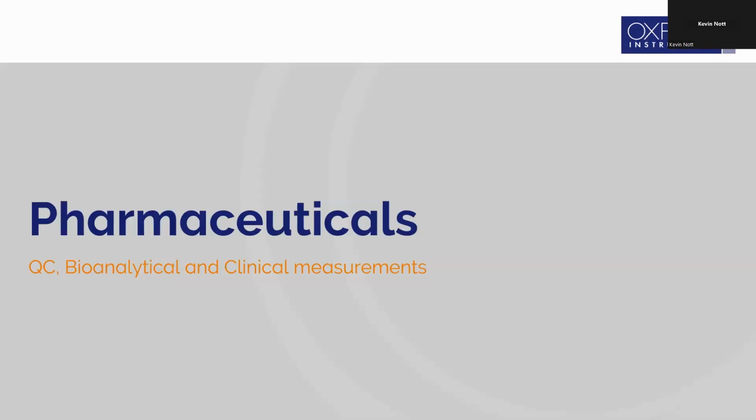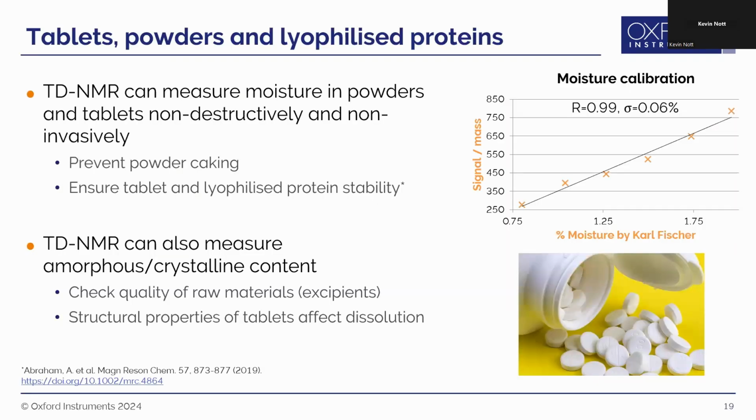So pharmaceuticals is another area where TDNMR has particular advantages due to its ability to measure non-invasively and non-destructively. For example, it may be used as a fast, easy, and non-destructive replacement for Karl Fischer. So moisture measurement is important to prevent powder caking during manufacture, as well as to ascertain the stability of the finished product, for example, tablets or lyophilized proteins. And the advantage of TDNMR is that you don't need to destroy the tablet or open the vial and expose it to air and moisture, which leads to inaccuracy.